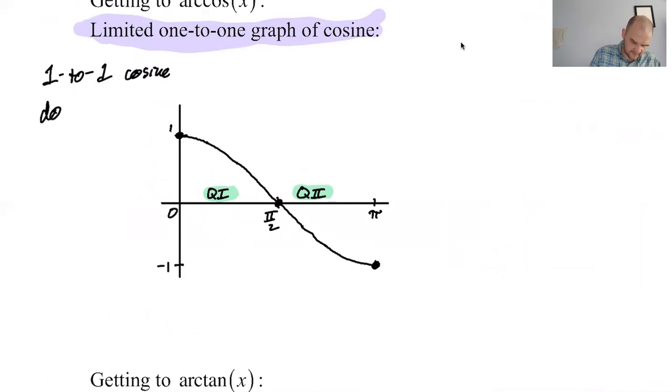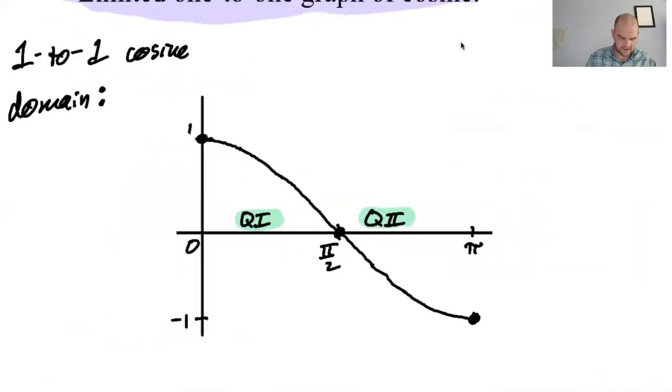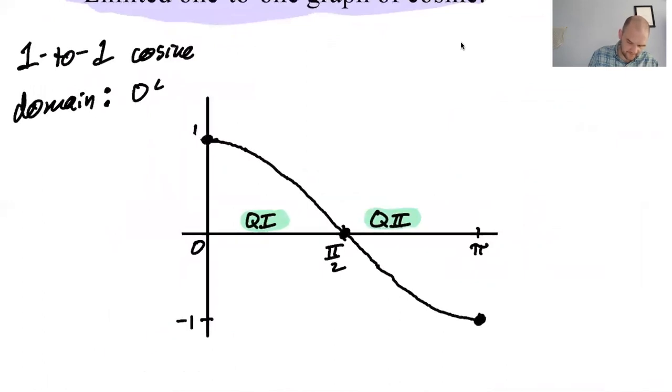The domain. One-to-one cosine has actually the weirdest situation. It's the least like the others. The other ones both use quadrants 1 and 4 of the unit circle. This uses quadrants 1 and 2. That's a little bit weird, but nothing terrible. And then the range of this better be the range of cosine, otherwise we have messed up.